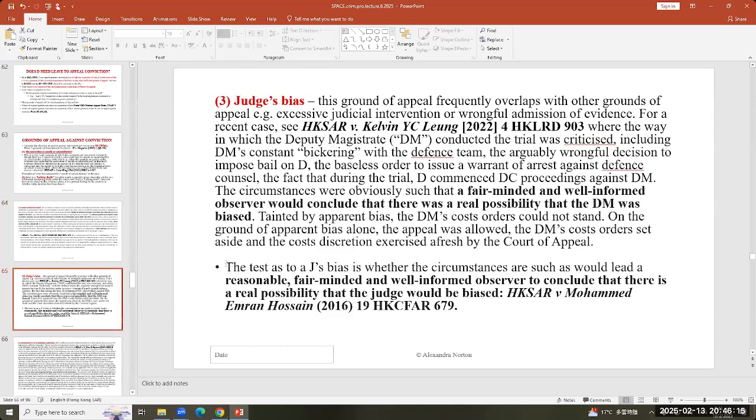Where the judge is biased, for example, that may render the conviction unsafe or unsatisfactory. Would a fair-minded and well-informed observer conclude that there was a real possibility that the judge was biased? Remember that justice not only has to be done, but must be seen to be done. So they quite often use this well-informed, fair-minded observer test.